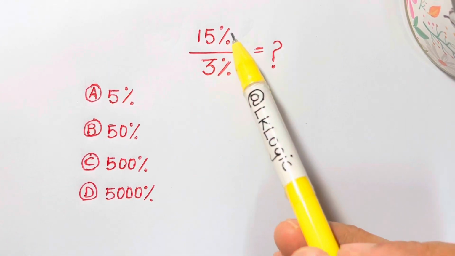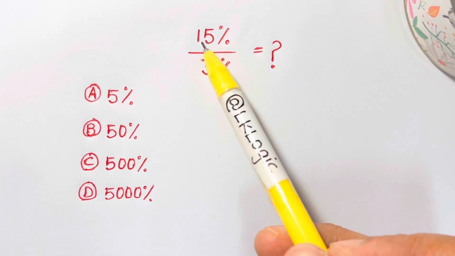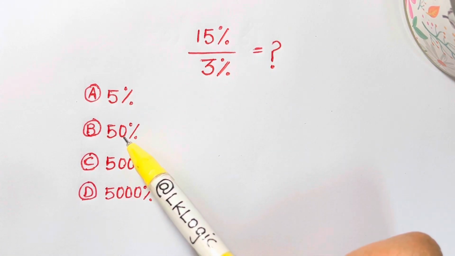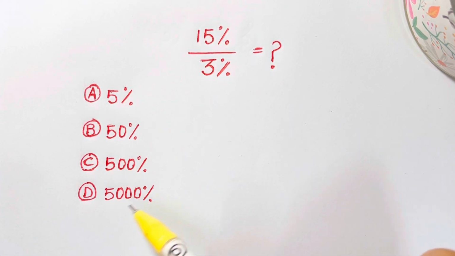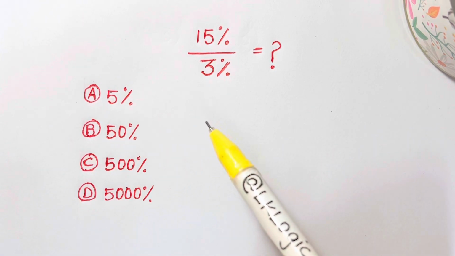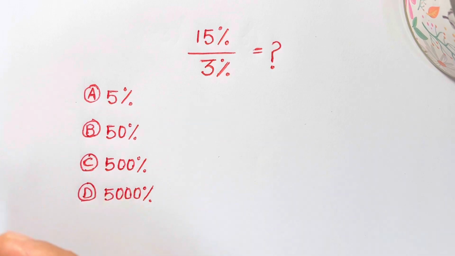Hi guys, we have a nice percentage problem here, which is 15% over 3% equals what? Is it 5%, 50%, 500% or 5000%? So choose your answer and then keep watching to know the solution.